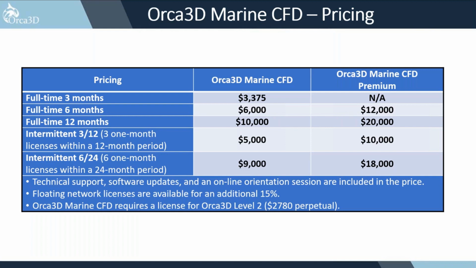I just want to highlight the two types of licenses that we offer, full-time and intermittent. Full-time is just that. For example, with a 12-month full-time license, you can run the software as much as you like during those 12 months. With an intermittent license, you are purchasing multiple one-month licenses. For example, with the 3-12 intermittent license, you have three one-month licenses to use within a 12-month period. This allows you to spread out the usage to coincide with your workload if your workload doesn't justify a full-time license. All of these licensing options include technical support, any software updates that become available, and an online orientation session to help you get started. Of course, the system requires that you have a license for the Orca3D plugin to Rhino, and you need level 2 of Orca3D.